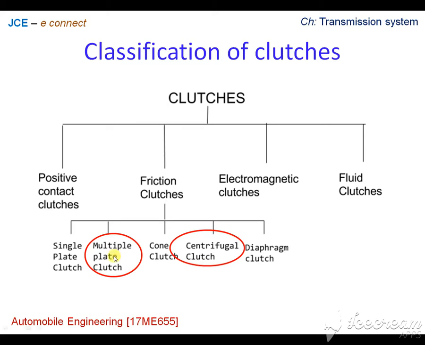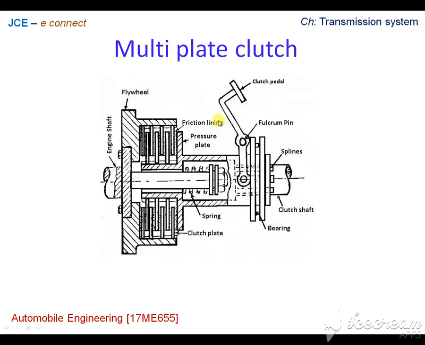Let's now take up a discussion on multi-plate clutch operation. The assembly of multi-plate clutch operation is shown here. The constructional features are as follows. On one end we have the engine shaft. To this engine shaft we have a flywheel connected, and it has separators attached.